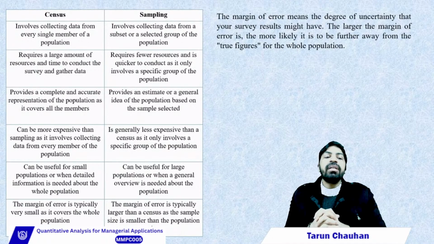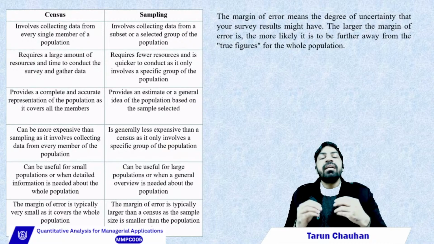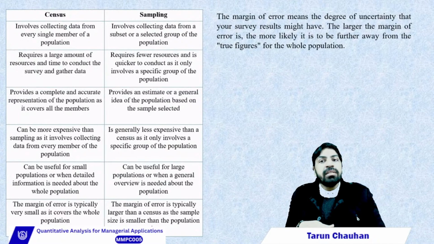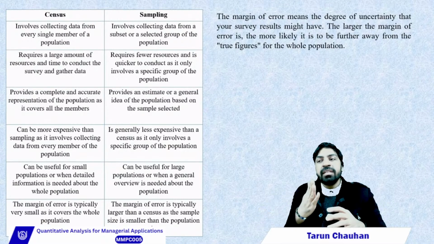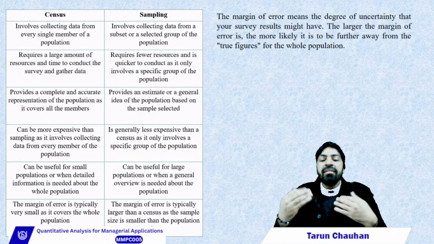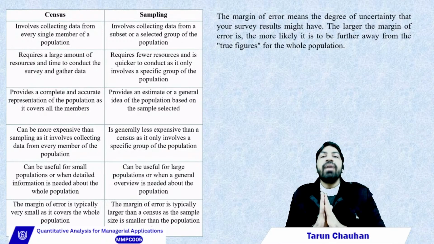When we talk about the last difference between the census and sampling, what is the margin of error? The margin of error is a degree of uncertainty in your results. The larger the error, the further away you are from the true figures for the whole population, and that is called the margin of error.